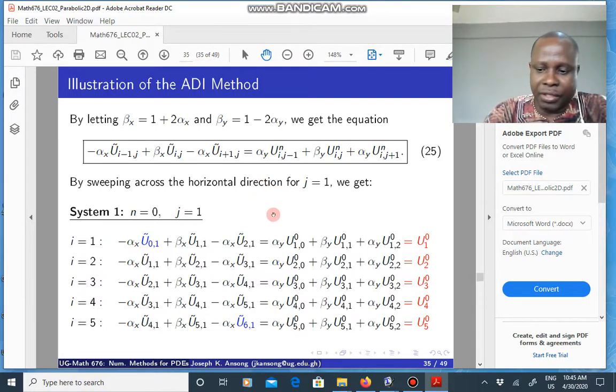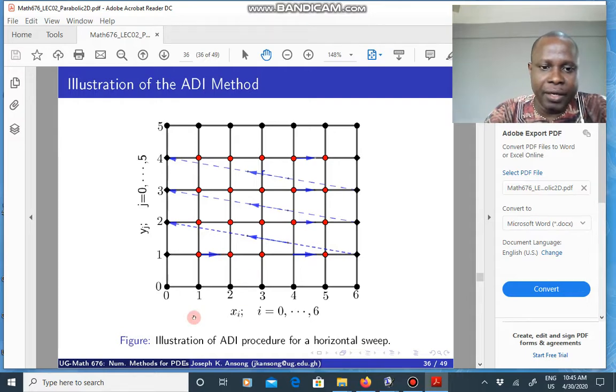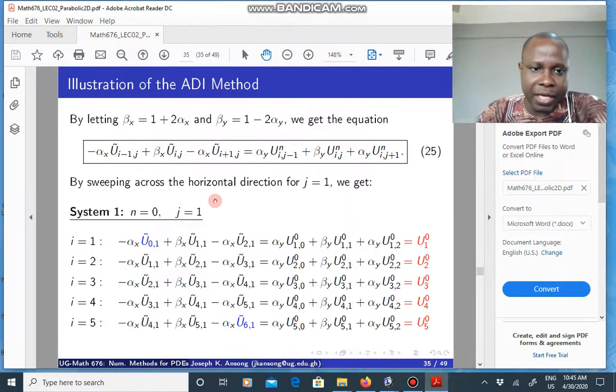Before I come to this, I'll just show you here. What this means is that when j is 1, I compute this for i equal to 1. When i is 2, I compute for this one, i is 3, all the way to when i is equal to 5, and that gives me this. Okay, that is the horizontal sweep. After I'm done with the horizontal sweep, I move to the next level when j is 2, and then do another horizontal sweep, all the way to when j is 4. So that is called the horizontal sweep.